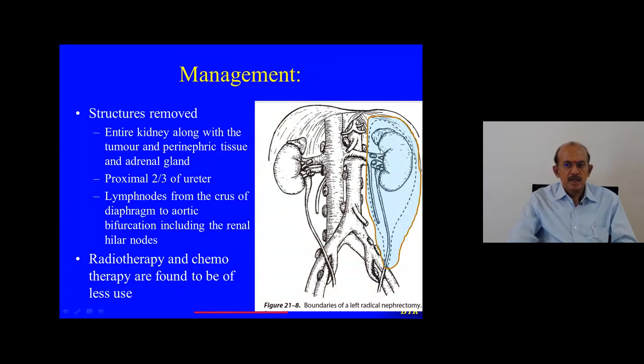So kidney along with perinephric fat and Gerota's fascia, adrenal gland, upper 2/3 of the ureter, hilar lymph nodes, and para-aortic lymph nodes starting from the diaphragm down up to the aortic bifurcation. So all these lymph nodes are removed.